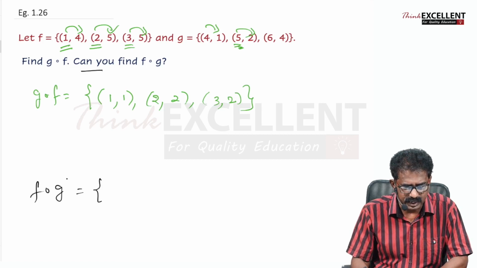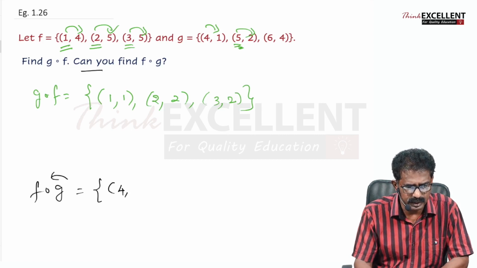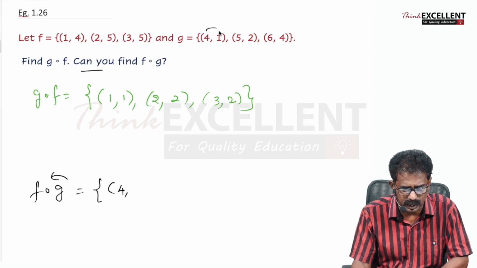So you start with G, right? In G, what's the first number? 4. The first number is 4. See, that 4 is related to which number? 4 is related to 1, right? So you have to see that 1 here. 4 is related to 1, and that 1 is related to 4. So 4, 4.